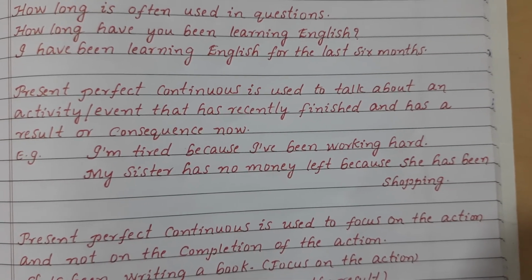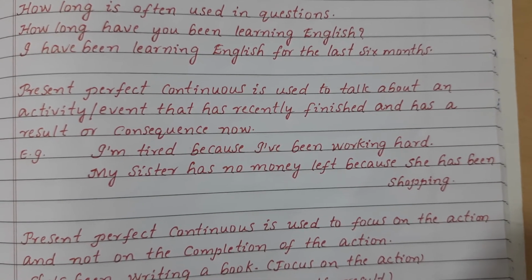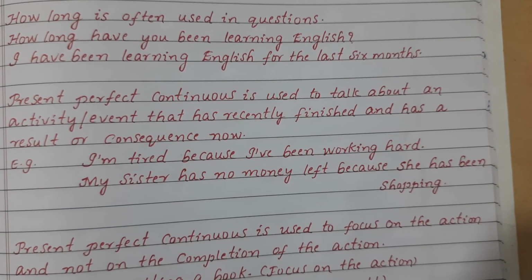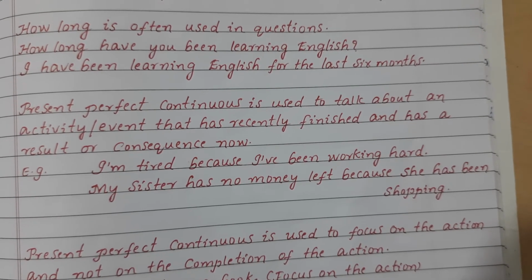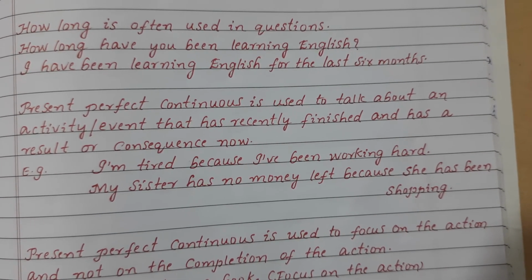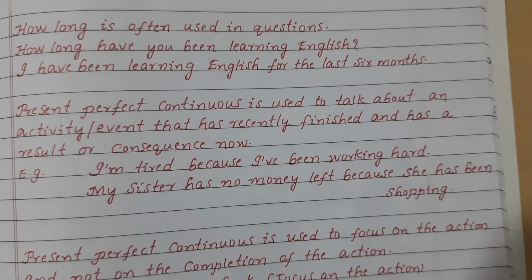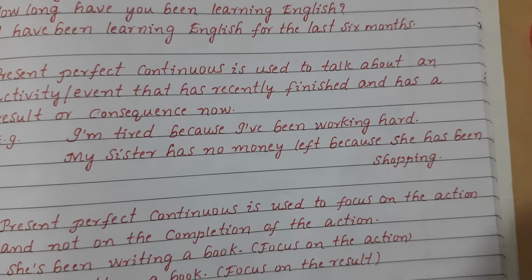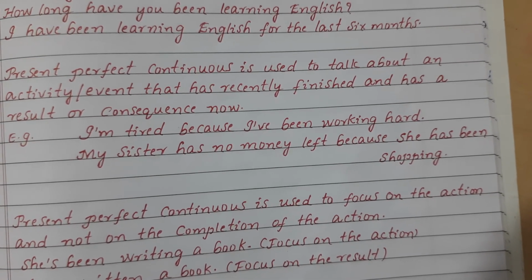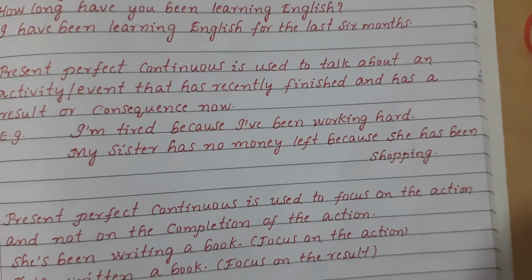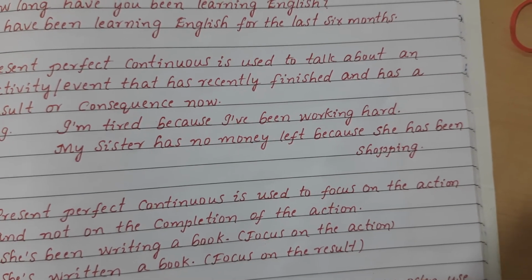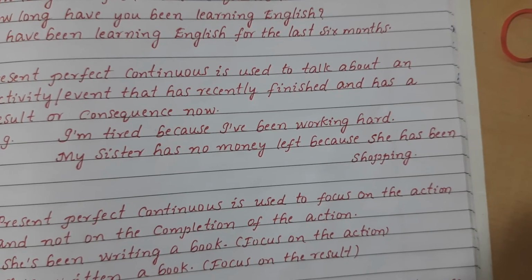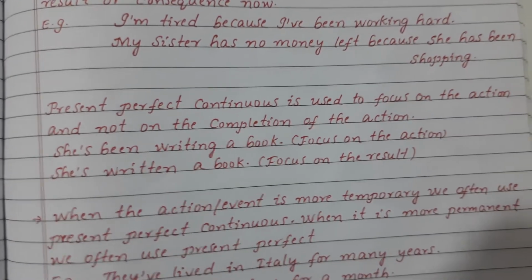Present perfect continuous is used to talk about an activity or event that has recently finished and has a result or consequence now. The action completed, but its result is now. We can feel that result or we can see the consequence. I'm tired because I've been working hard. My sister has no money left because she has been shopping.